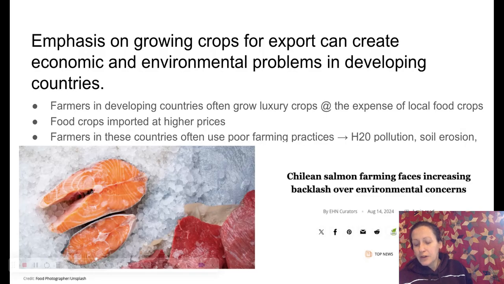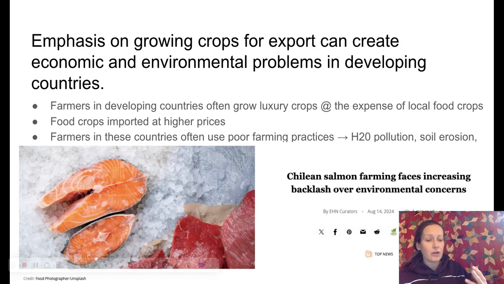Farmers in developing countries often use poor farming techniques and practices just to get these things out. They may not even have access or the capital to invest in things that would make it more environmentally friendly. So some of the things that happen are water pollution, soil erosion, and you want to write down also deforestation. We saw photos from that earlier this unit, and also the salinization of soil.